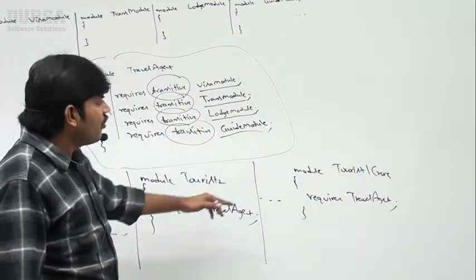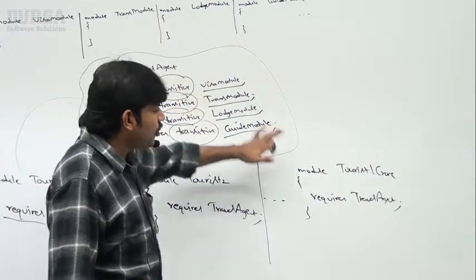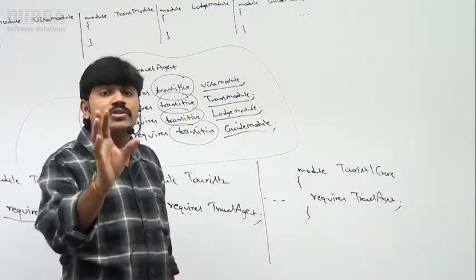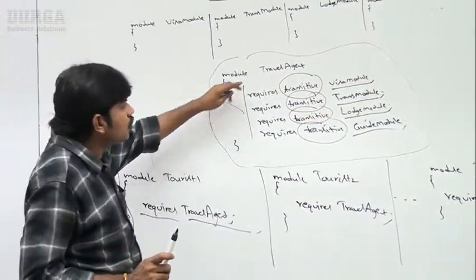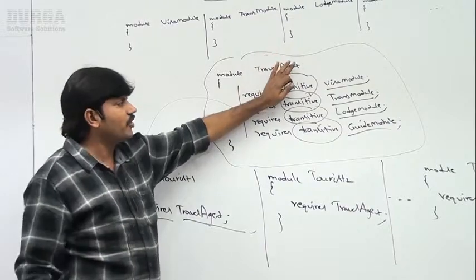Sir, make sure once I'm writing travel agent, automatically all these modules are by default available to the tourist person. Clear for all of you, right? Suppose assume that the travel agent module is not there.